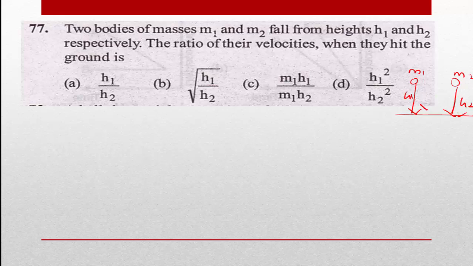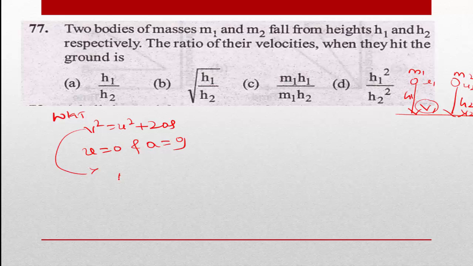Suppose I consider the final velocity v1 and this is the velocity v2. Initially they have the velocities u1 and u2, and we need the ratio of velocities when they hit the ground. Here, when a body falls through the height h, it acquires a certain velocity. We know the formula v square is equal to u square plus 2as. In this condition, initially the body is at rest, and these two bodies of masses m1 and m2 move vertically downward. That's why we write a equal to g.